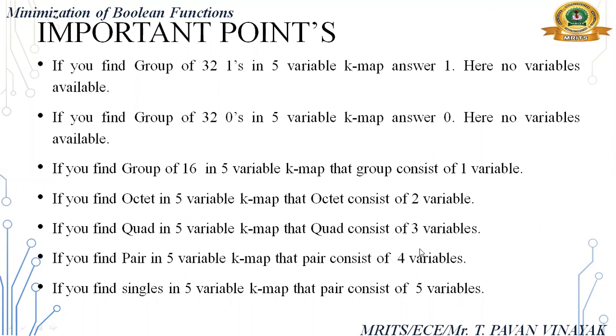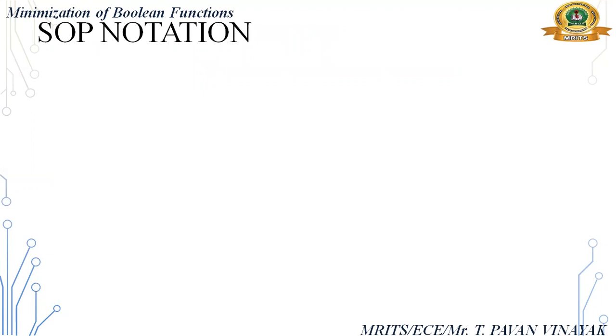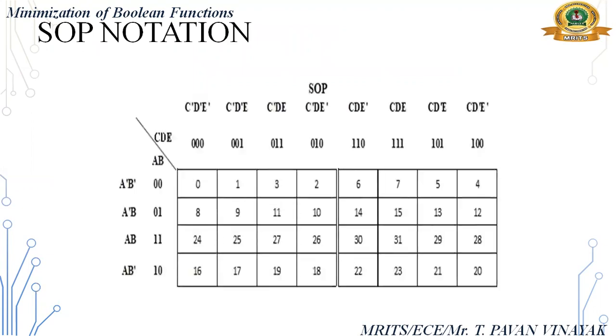So see those three variables, which are common or not. Okay, how to write SOP notation, you already know this one. SOP means you have to write product terms: C bar, D bar, E, based on given indexes. 000 means C bar, D bar, E bar. 001 means C bar, D bar, E. Similarly, row wise and column wise SOP notation.